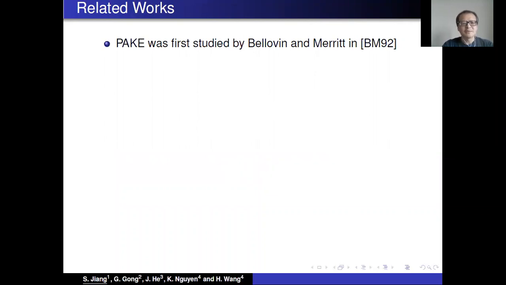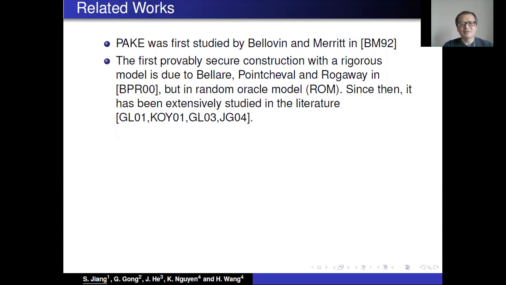This password-based key exchange was first studied by Bellovin and Merritt in 1992. The first provably secure construction with a rigorous model is due to Bellare, Pointcheval and Rogaway in 2000. But their solution was in the random oracle model. After that, many authors studied this problem. We study the same problem, but in the lattice setting.